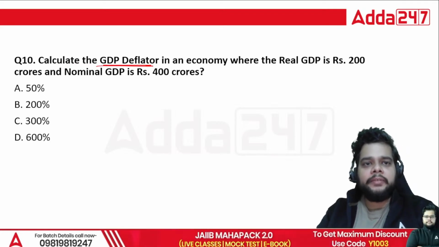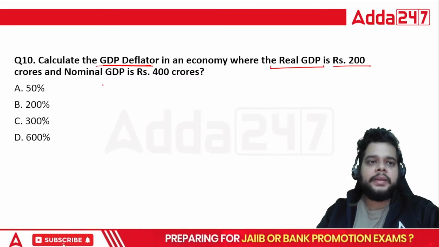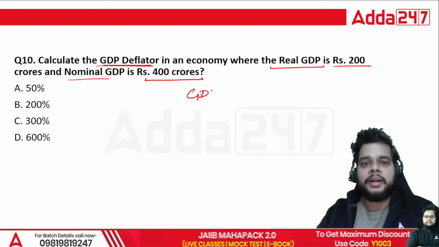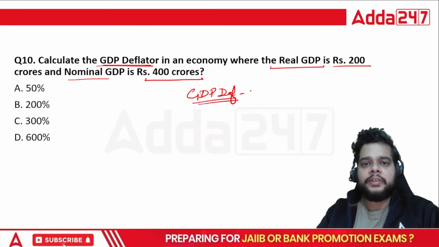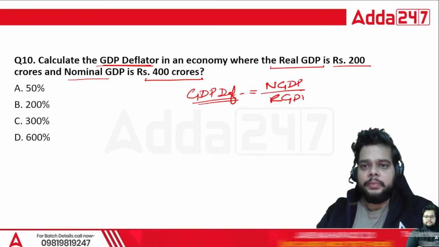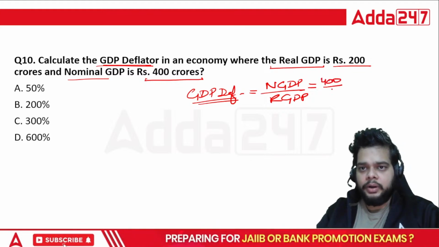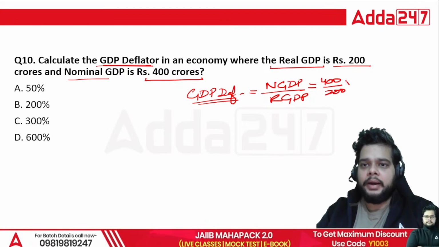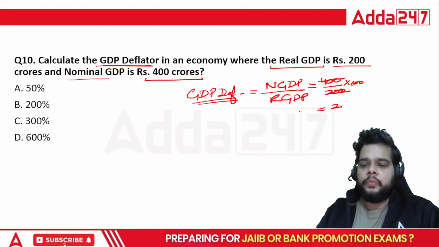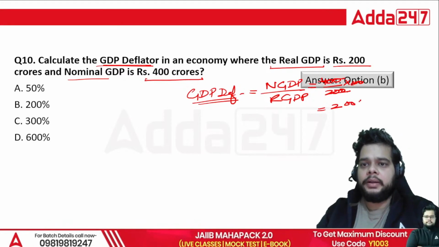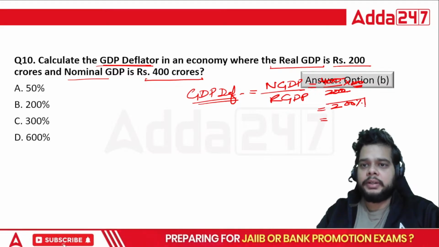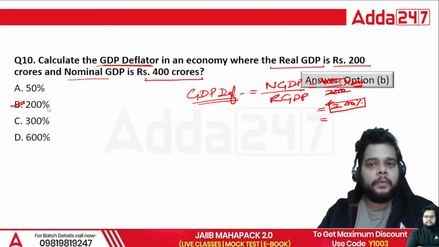Next, you have to calculate the GDP deflator in the economy where real GDP is rupees 200 crore, nominal GDP is rupees 400 crore. Now again, what is the formula for GDP deflator? The GDP deflator, being one of the measures of inflation, has the formula nominal GDP divided by the real GDP. So simply stated, it will be 400 crore divided by 200 crore multiplied by 100. Fine. So this will come out to be what? So 200% will be the right answer. Fine. 200 will be the right answer because here the percentage sign was removed. So you can say 200% is the right answer. That is option B. Okay.